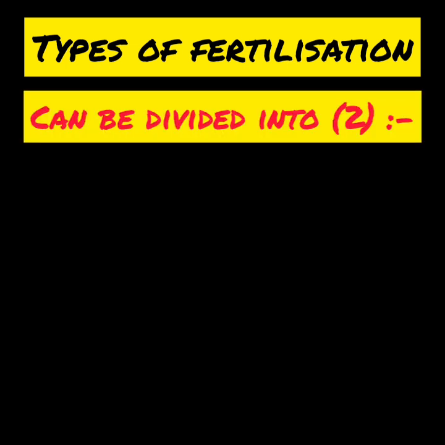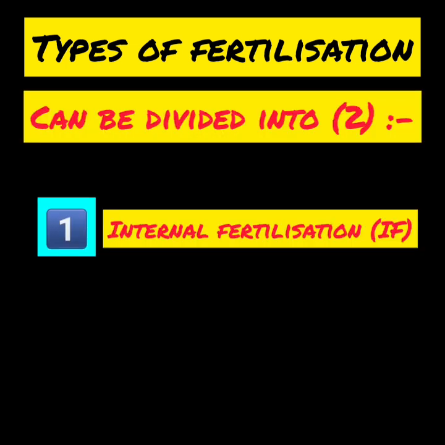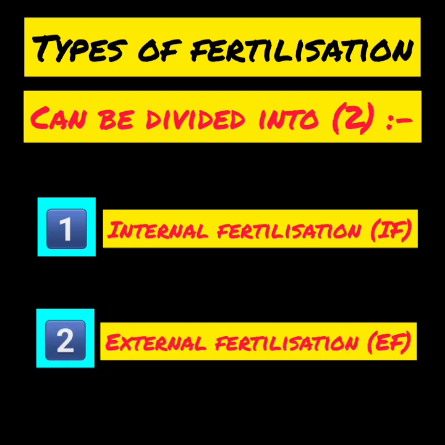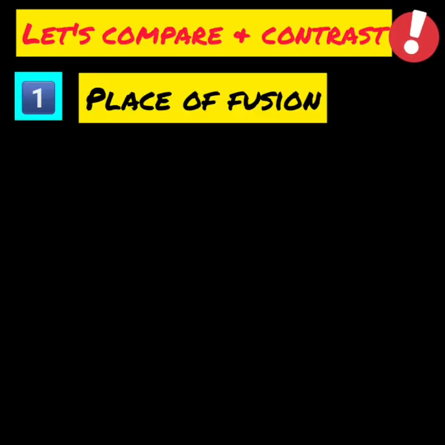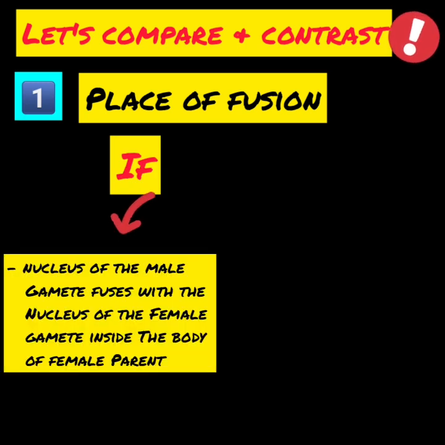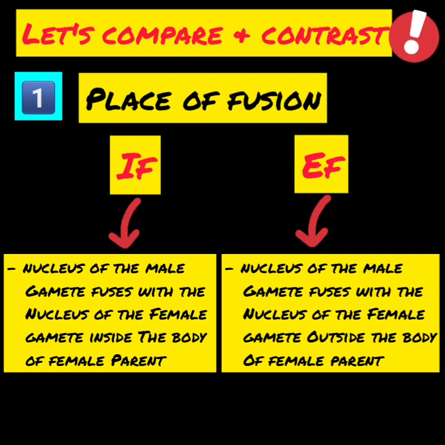There are 2 types of fertilization, which are internal fertilization and external fertilization. Let's compare and contrast between these 2 types of fertilization. Let's discuss the first point, which is the place of fusion. For internal fertilization, the nucleus of the male gamete fuses with the female gamete inside the body of the female parent, while for external fertilization, the nucleus of the male gamete fuses with the nucleus of the female gamete outside the body of the female parent.